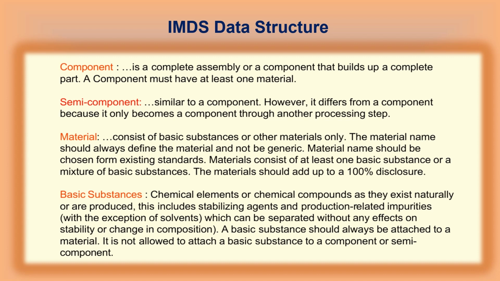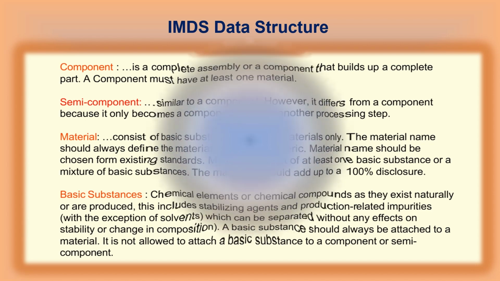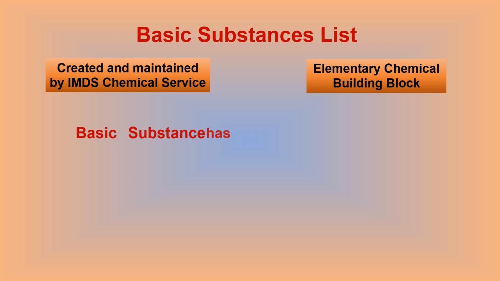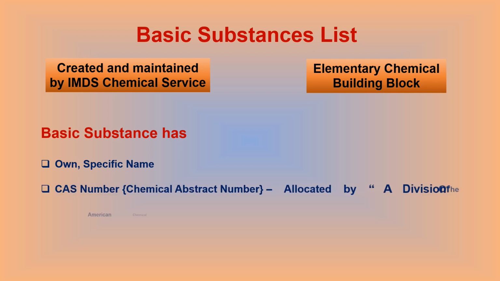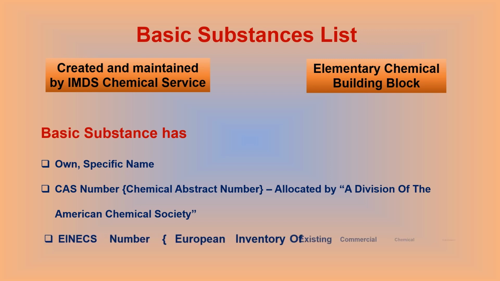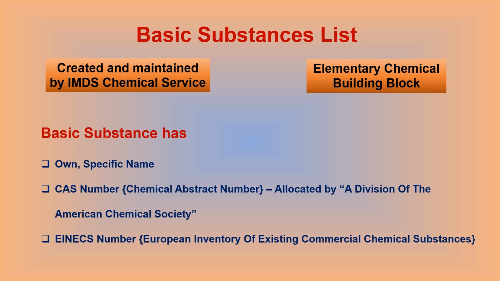Basic substances are chemical elements or compounds as they exist naturally or are produced. A basic substance should always be attached to a material. The basic substances list is created and maintained by the IMDS Chemical Service, or elementary chemical building block. A basic substance has: Number 1, its own specific name. Number 2, a CAS or Chemical Abstracts Service number allocated by a division of the American Chemical Society. Number 3, or an EINECS number, the European Inventory of Existing Commercial Chemical Substances number.